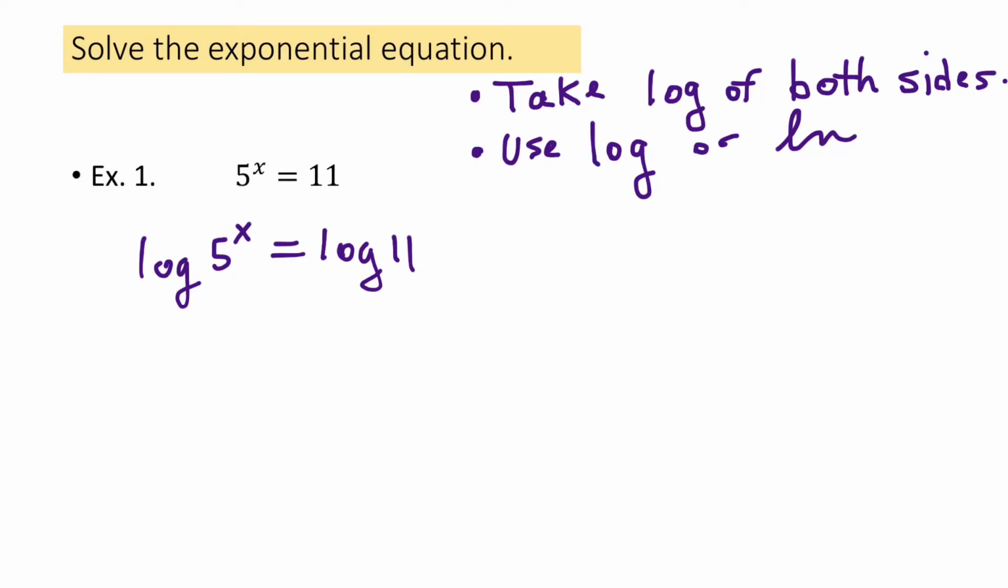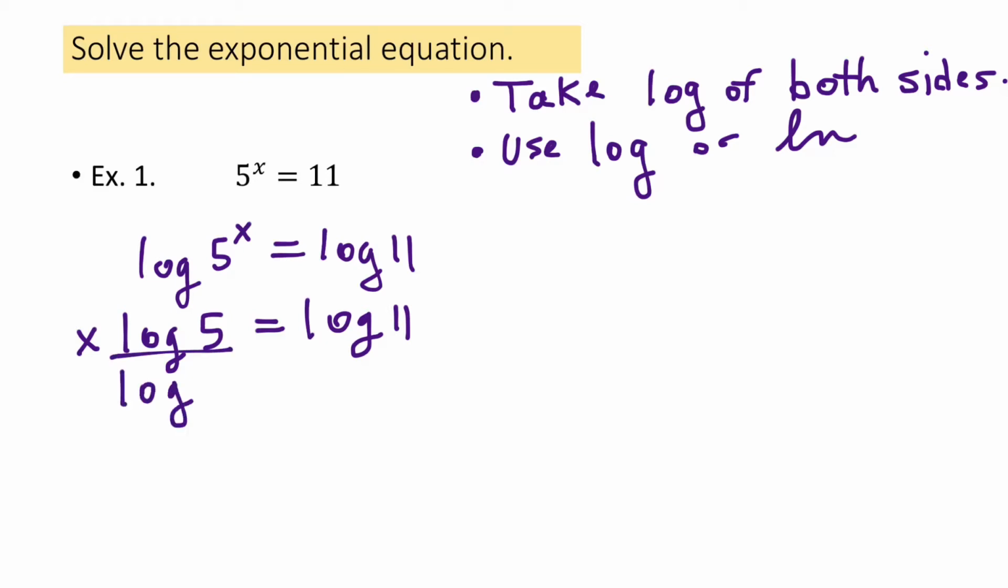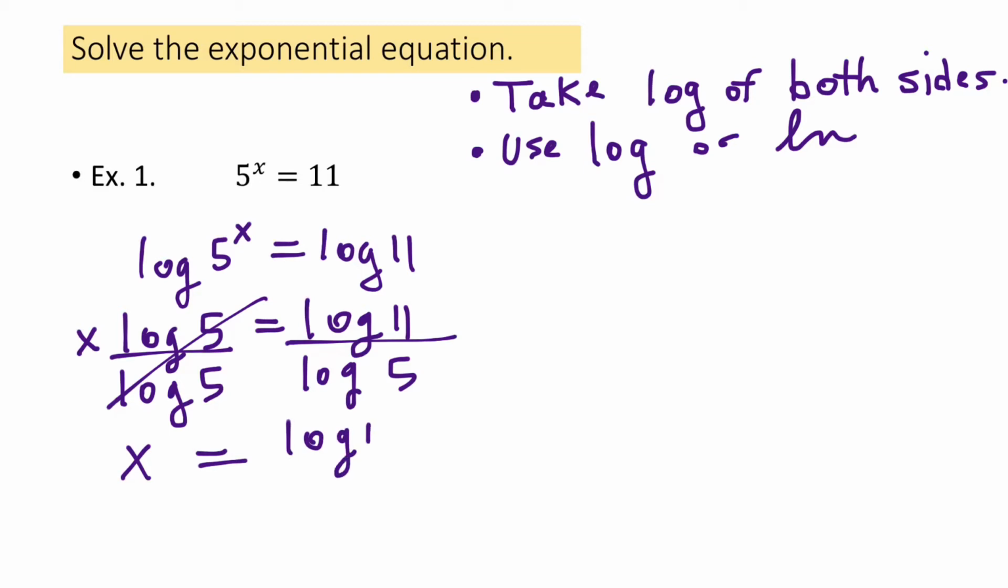Next, I'm going to use the power rule for logs, which says I can take this x and put it in front of the log to the base 5, and it'll be an equivalent statement. So x log of 5 is equal to log of 11. Then I can divide by log 5, which is just a real number, on both sides, and I'll have x is equal to log of 11 over log of 5.